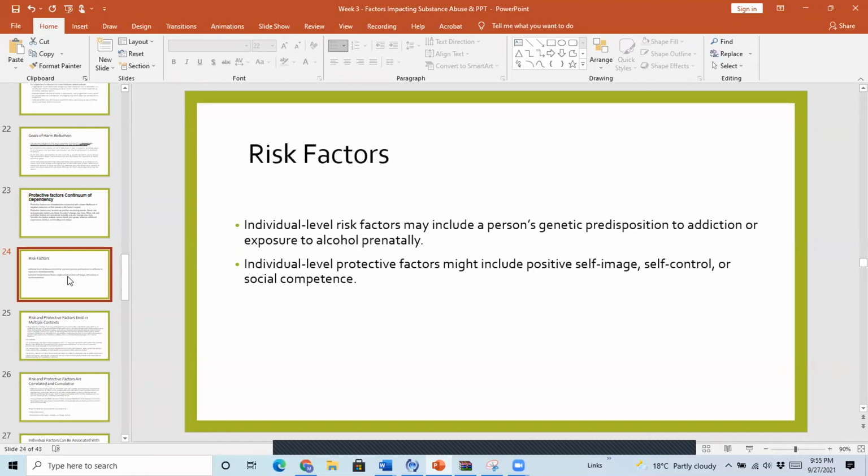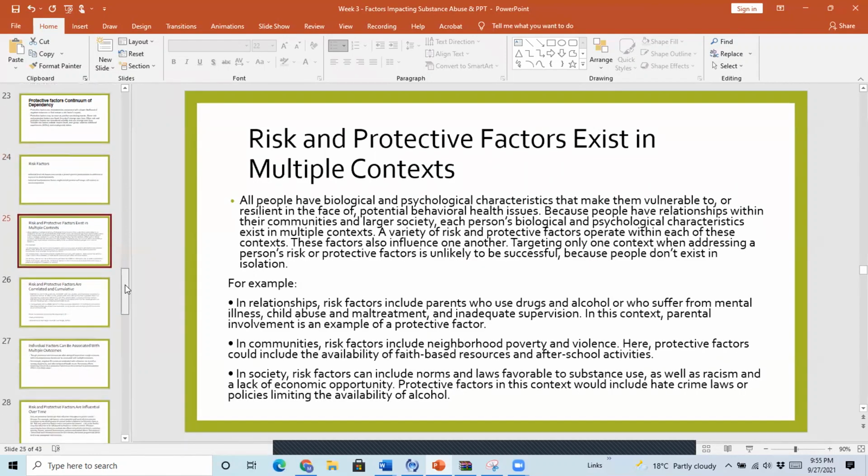When we talk about individual risk factors, we're talking about genetic predisposition. How likely are you to develop addictive disorders, because that's just your biology. And then you have individual level protective factors, which are self-image, self-control, self-competence. If we can take those individual level protective factors and make them more powerful, make them stronger within an individual to overcome the genetic predisposition, we can successfully try to avoid somebody developing addictive disorders, right?